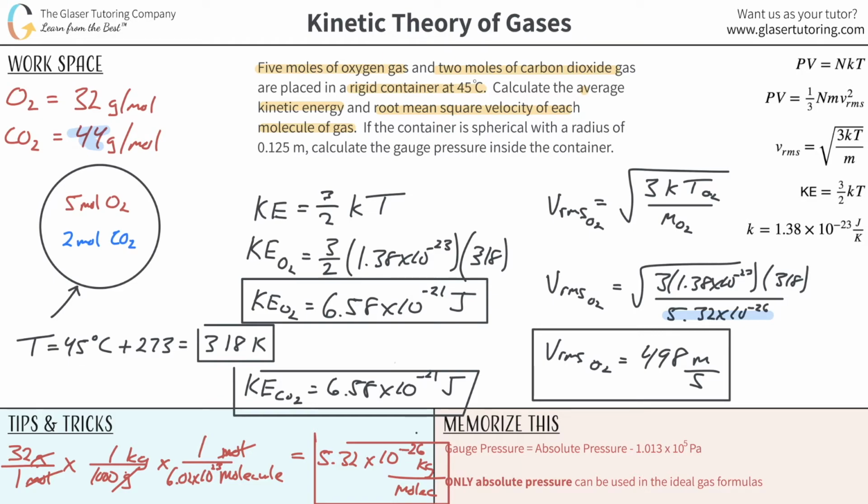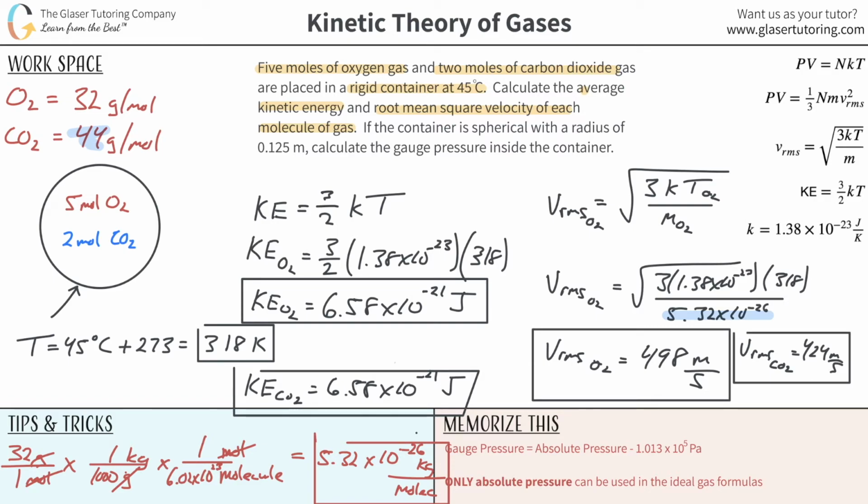So we're going to do 44 divided then by 1,000 times then the times Avogadro's number in the denominator. So I get about 7.3 times 10 to the minus 26 as the kilogram per molecule. And now I'm just going to plug everything into that formula again. So it's 3 multiplied by the Boltzmann constant, 10 to the negative 23rd, then multiplied by the temperature of 318 because the temperature is the same, and then divided out by that mass. And we realize now that the root mean square velocity, RMS, of then CO2 will be about 424 meters per second. Now notice it's less.